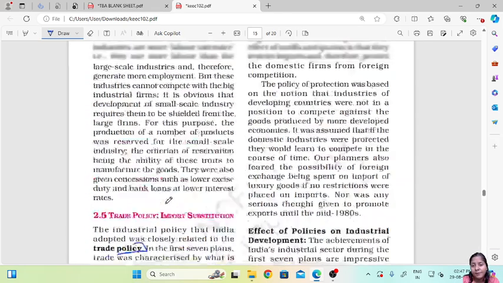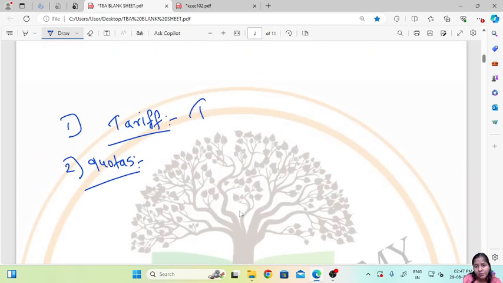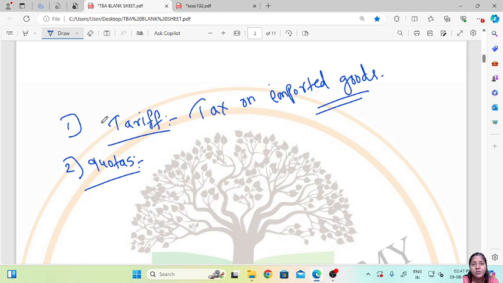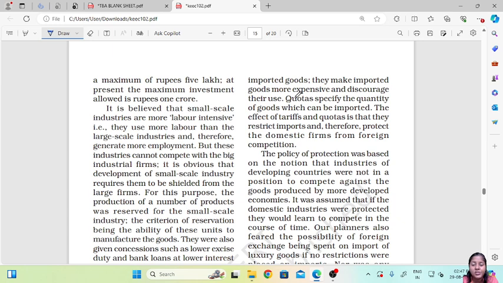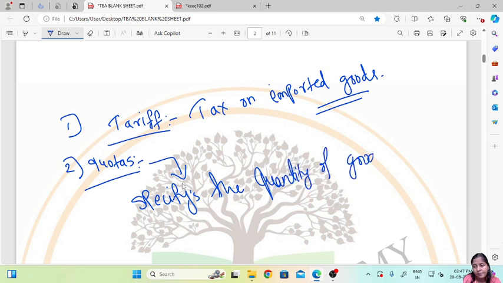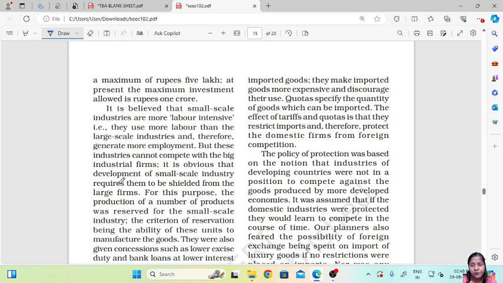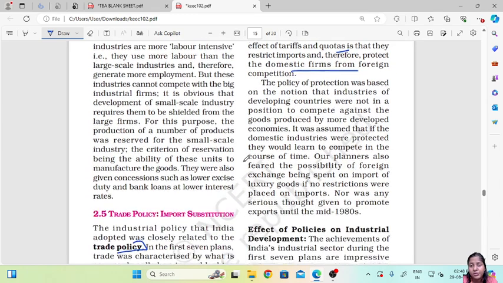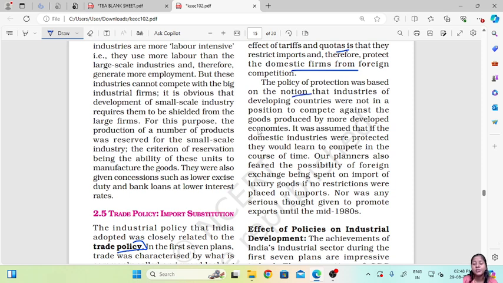Tariffs are a tax on imported goods, and they make imported goods more expensive and discourage their use. Quotas specify the quantity of goods which can be imported. So the effect of tariffs and quotas is that they restrict imports and therefore protect the domestic firms from foreign competition. The policy of protection was based on the notion that industries of developing countries were not in a position to compete against the goods produced by more developed economies.